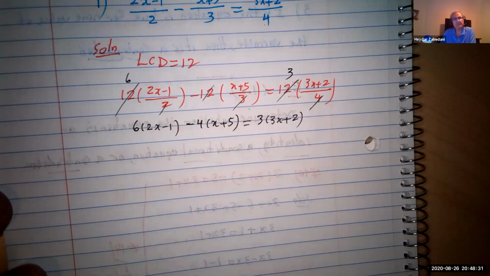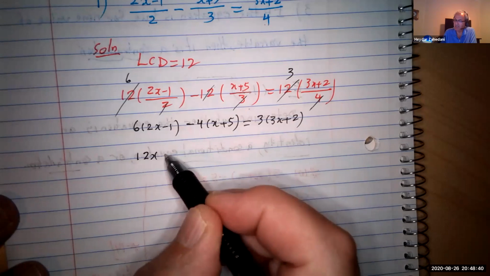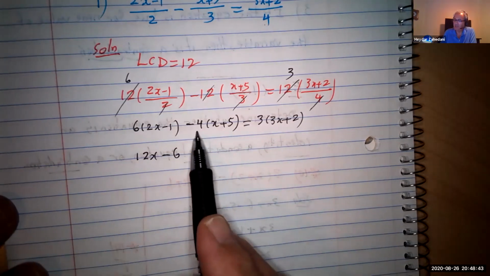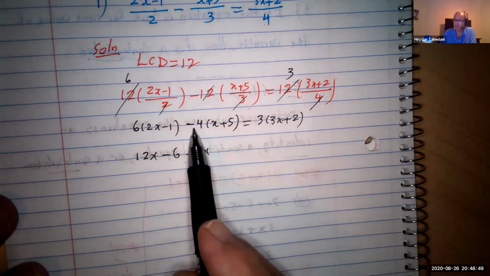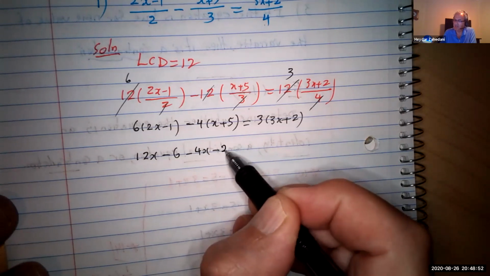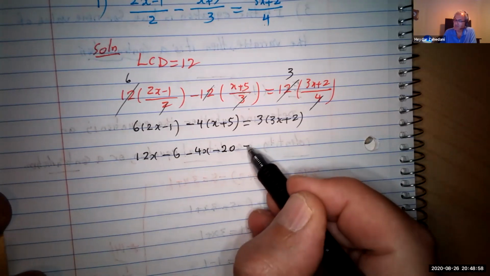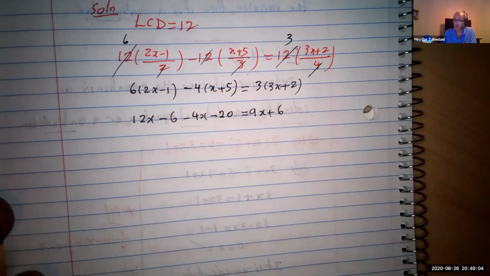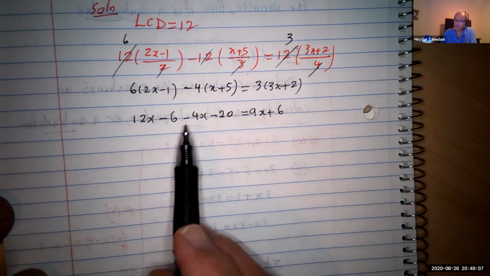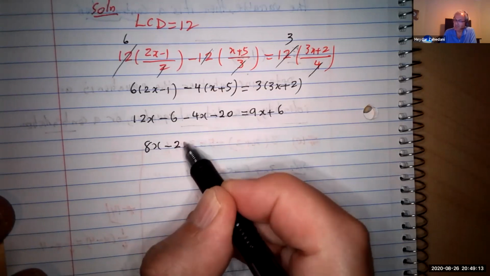You continue, remove the parentheses. Multiply: 6 times 2x gives you 12x minus 6. Then negative 4 times x would be negative 4x. Remember, a negative times a positive would be negative, minus 20. Sometimes people miss these signs. On the other side, 3 times 3x would be 9x plus 6. Combine the like terms: 12x minus 4x gives you 8x. Negative 6 minus 20 would be negative 26.